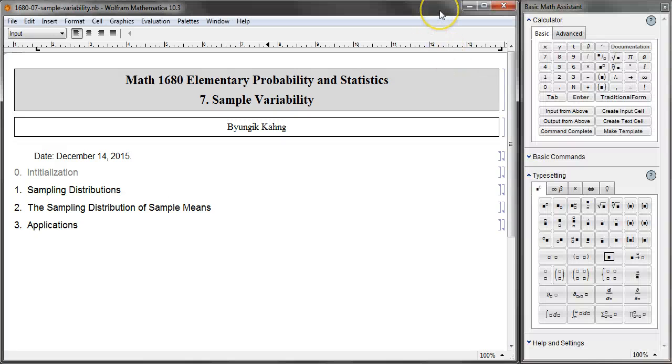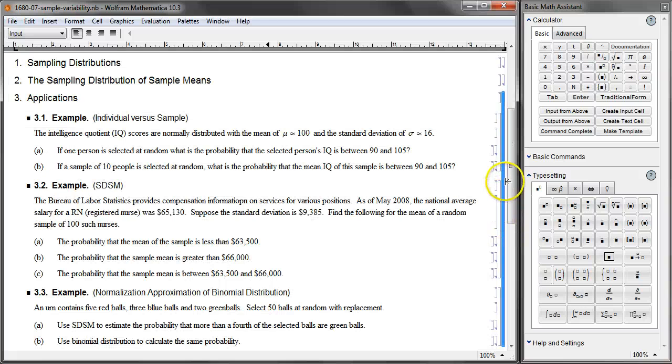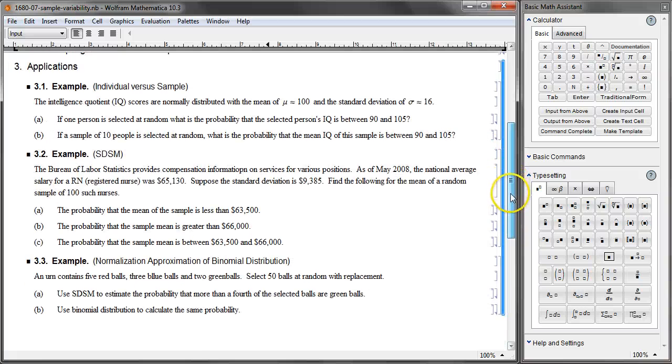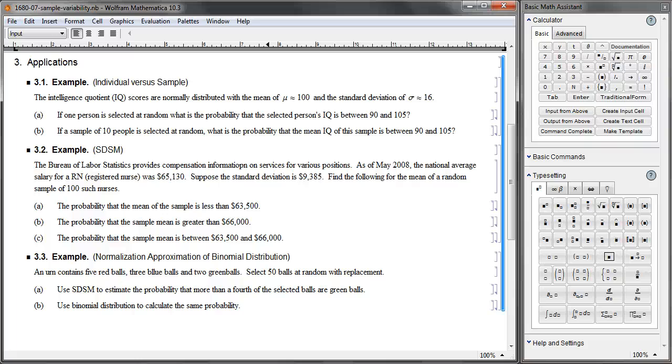Now let's go with some applications. 7.3 of our textbook, section 3 of this notebook. Usually, the application part is the most important part of any chapter, especially in statistics class, but I would regard this chapter as one of those rare exceptions. The reason is because what we can do as an application is a little bit limited here.